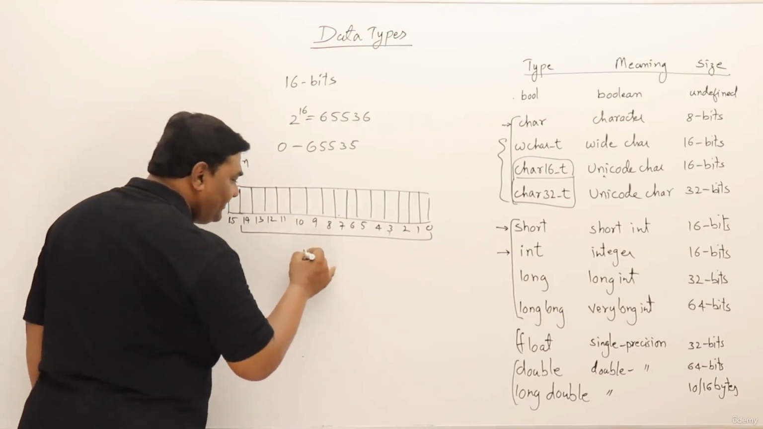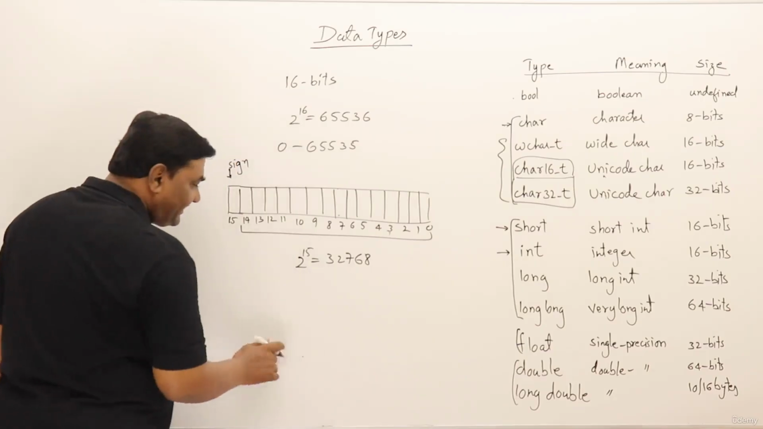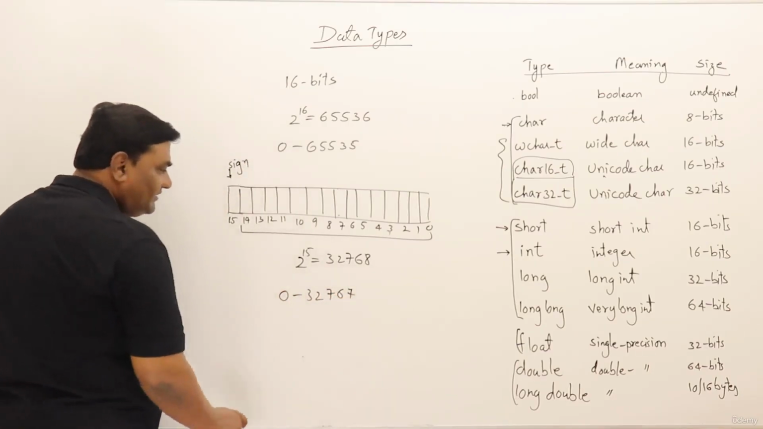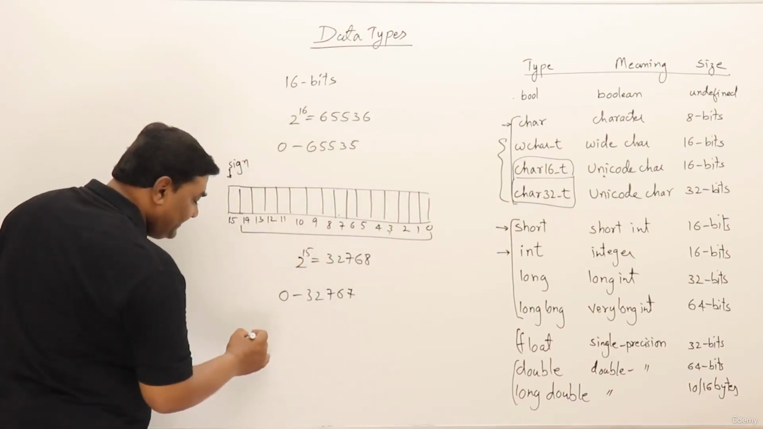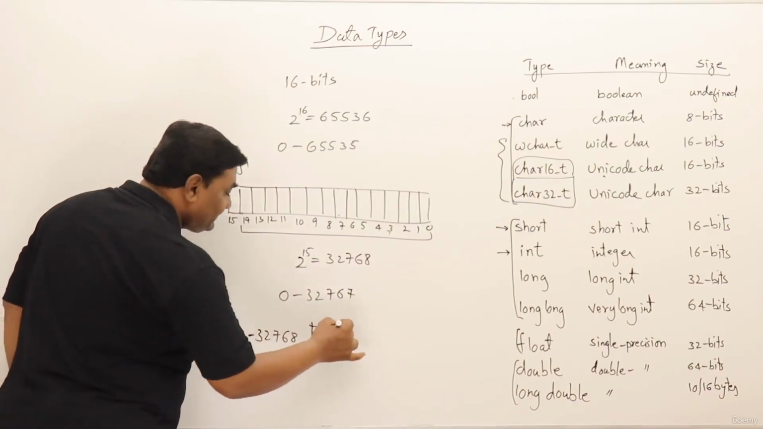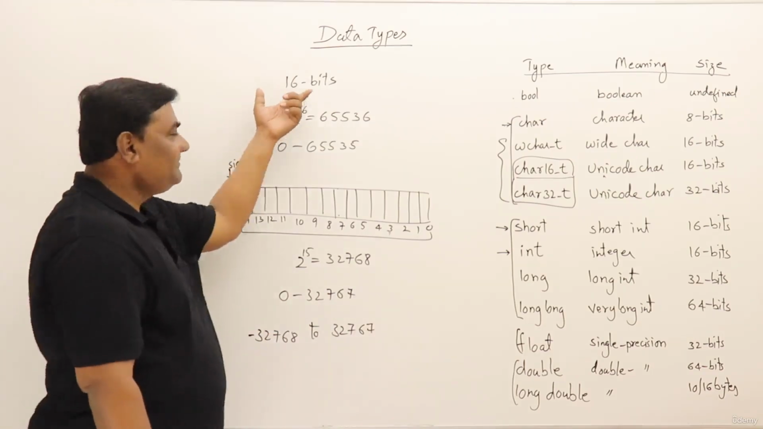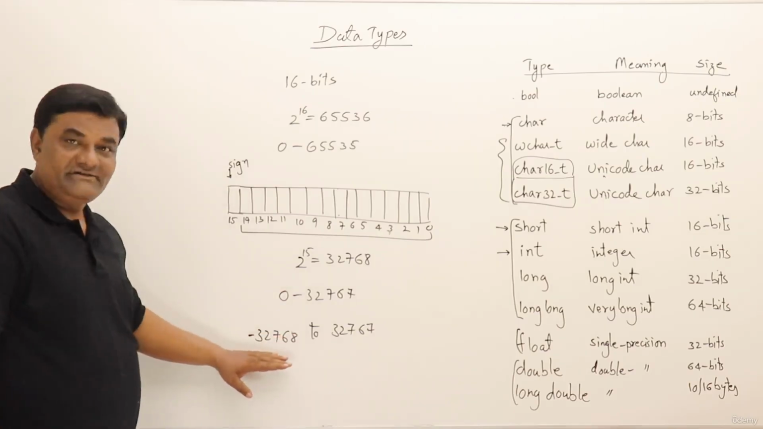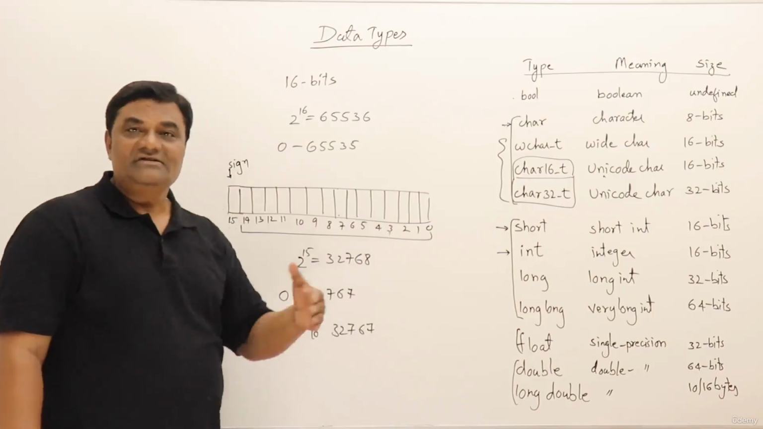Now in 15 bits, 2 power 15 is 32768. So the range is 0 to 32767. Total 32768. So including positive and negative, it will be from minus 32768 to 32767. This is the range that can be stored in 16 bits. So the minimum number that we can store in this one is minus 32768 and the maximum that we can store is 32767. So this is the range.